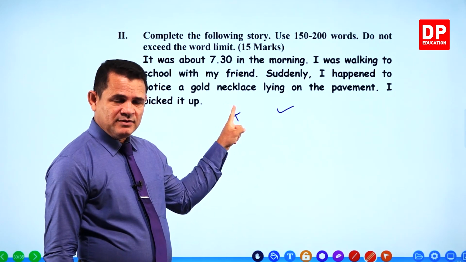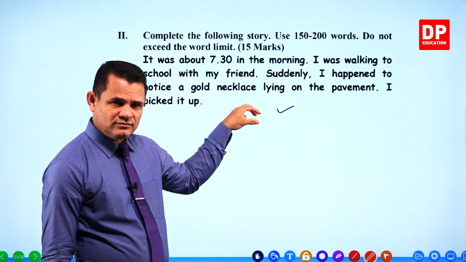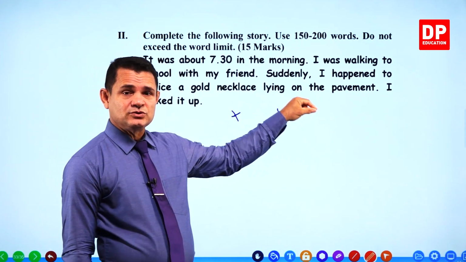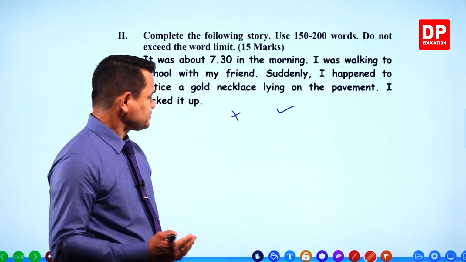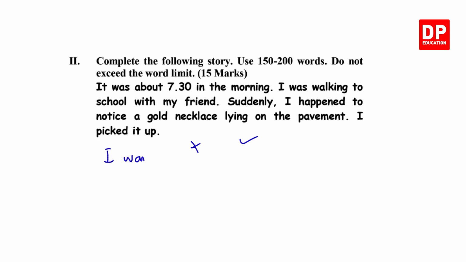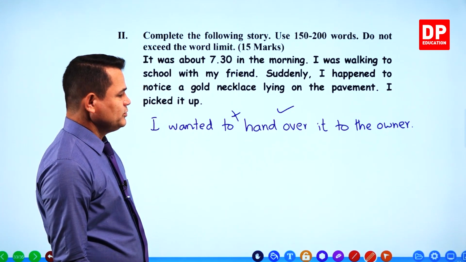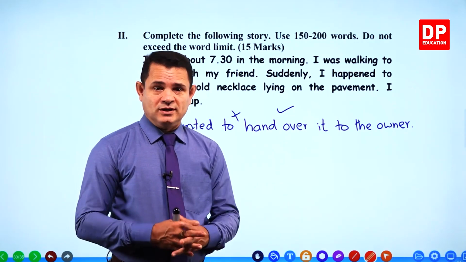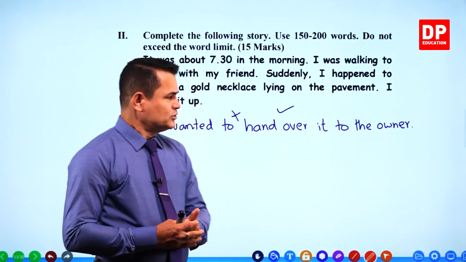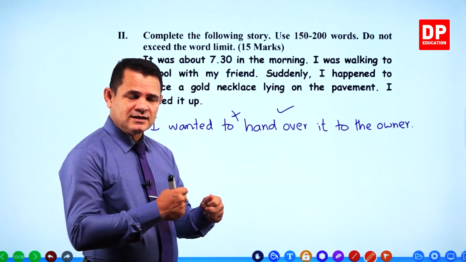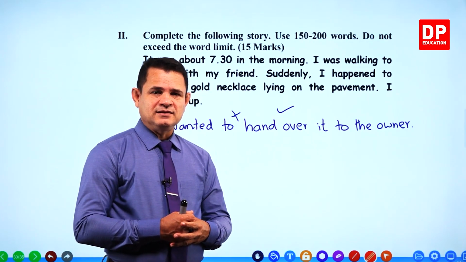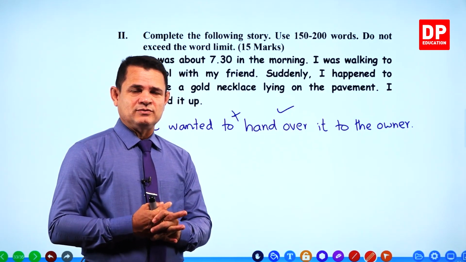Then you can remember I picked it up, and here with the friend, a small description of the incident in one or two sentences. I wanted to hand over, hand over means give, it to the owner. I wanted to hand it over to the owner, but I don't know who the owner is. So I went to school and gave it to my class teacher, telling how I found it.